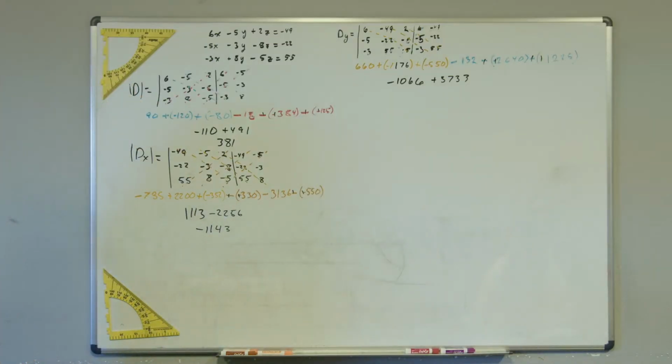Negative 1,066 plus 3,733. Wait, I don't think that one's right. Okay, well, other people check it. 3,733 is what I wrote on the board.